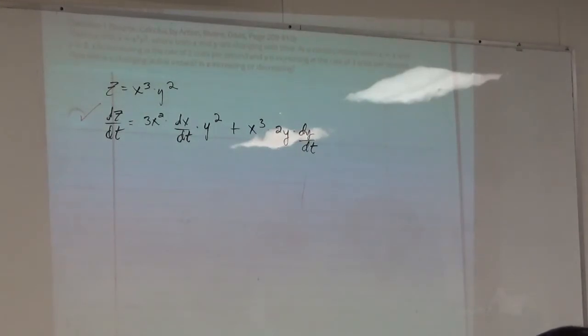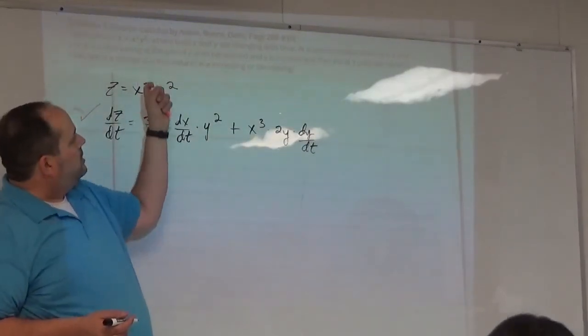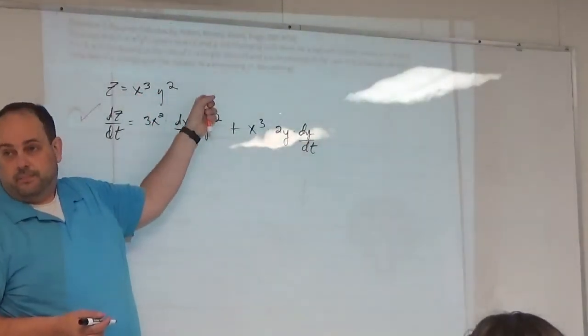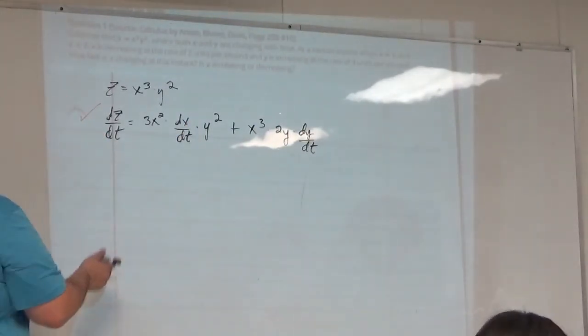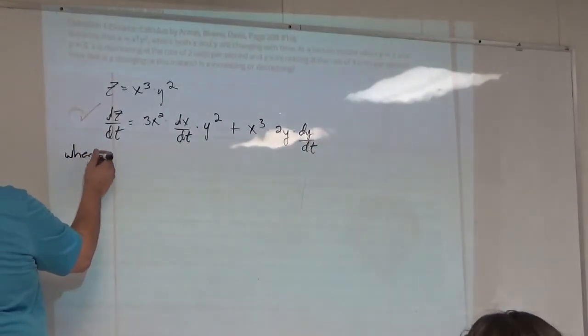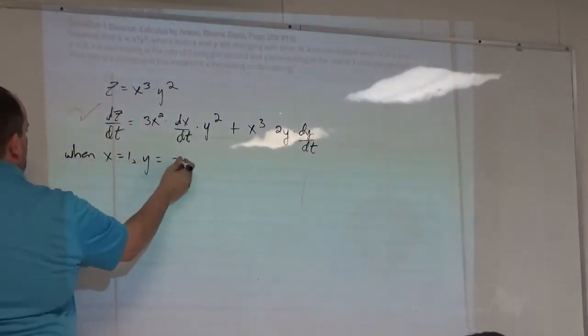We have a problem where only one variable will have a rate with respect to time? Talk to me more about that tomorrow. That's a good thought. But you're told in the problem that both x and y are changing over time. All the friends are okay? So I want to know dz dt when x equals 1 and y equals 2.